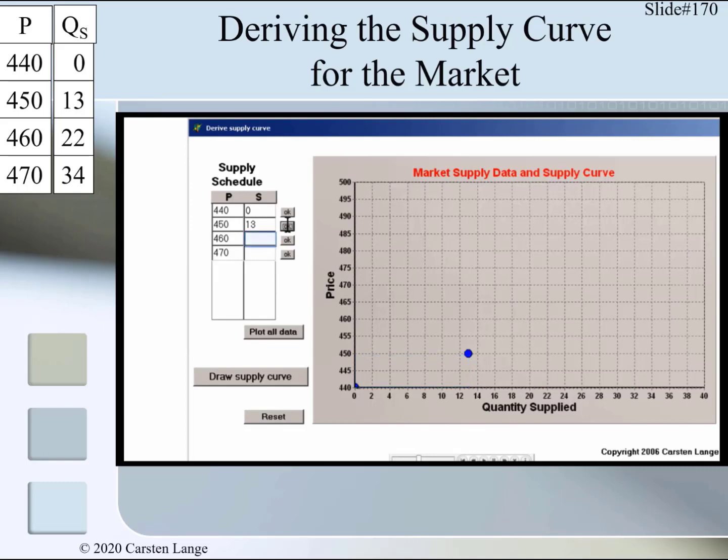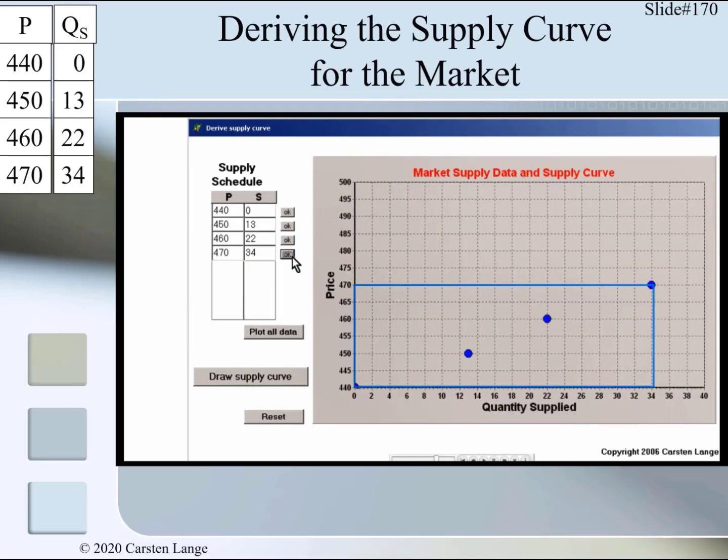If the price increases to 460, the quantity supplied would be 22. Again, if you click OK, the data point will be plotted. A price of 460 leads to a quantity supplied of 22. A price of 470 triggered a quantity supplied of 34. Click OK and the last data point will be plotted. You see in the diagram that a price of 470 leads to a quantity supplied in the whole market of 34 tons of wheat.